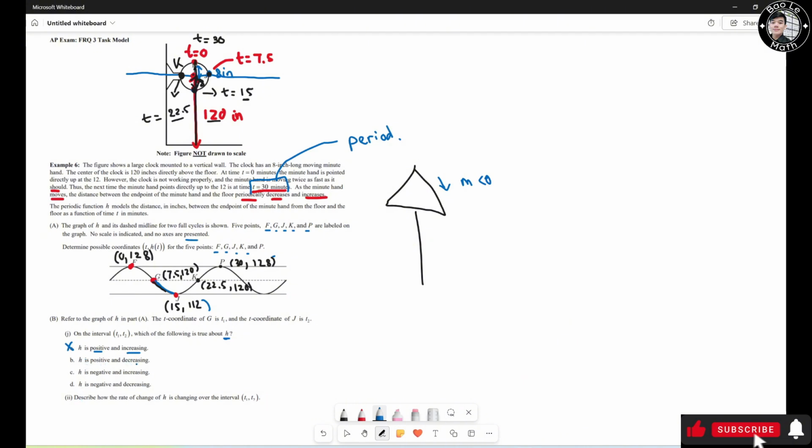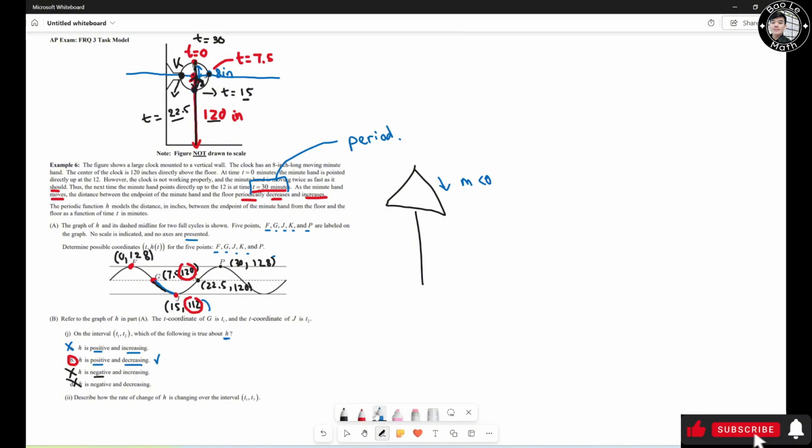Next option: h is positive and the function is decreasing. The function is decreasing, this is right. h is positive, yes, we're going to check this one. The function is positive, which means we look at the y value. The y value is 120, positive. The y value is 112, positive, so this is the right answer. Now we're going to check C. The function is negative. No, there is no negative output. The output is positive, so this is wrong. The function is negative, it's wrong. So the answer is B.